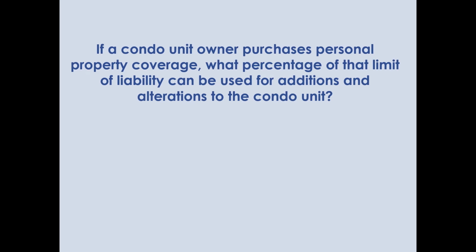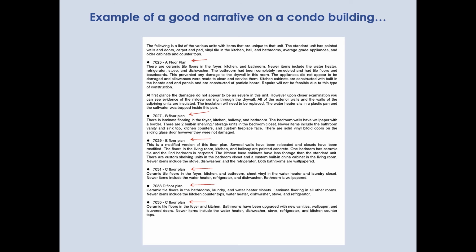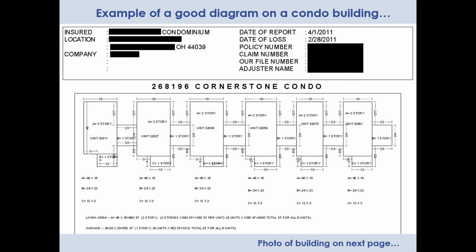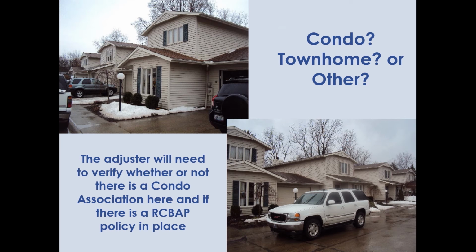Now, if a condo unit owner purchases personal property coverage, you can apply 10% to additions not covered under the master policy. This is a good narrative. The reason we have this narrative along with this diagram is to show you these buildings. These are condo buildings, and there was a situation here where they were underinsured. On a condo, you have to carry 80% of the replacement cost of the building, or you have to carry $250,000 per unit.